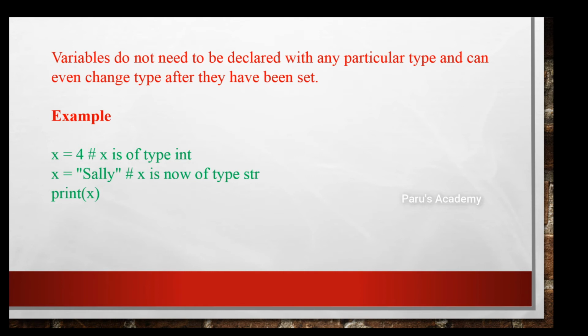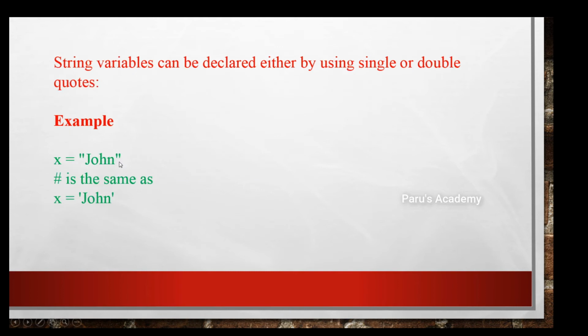Next, string variables can be declared either by using single quotes or double quotes. See here, for example, x is equal to "John" within double quotes, and x is equal to 'John' within single quotes. These both are the same. We can use double quotes and we can use single quotes.